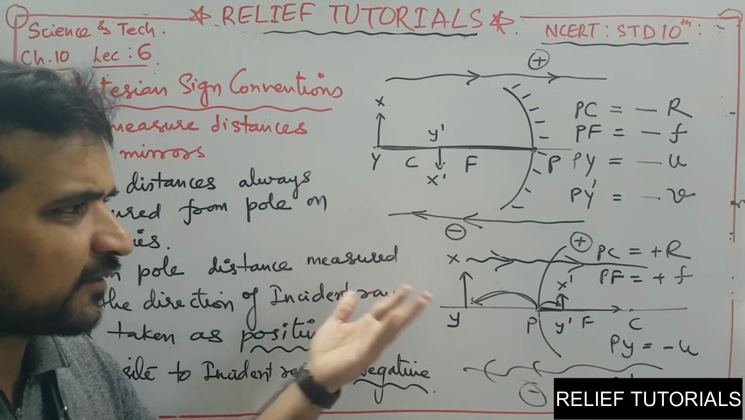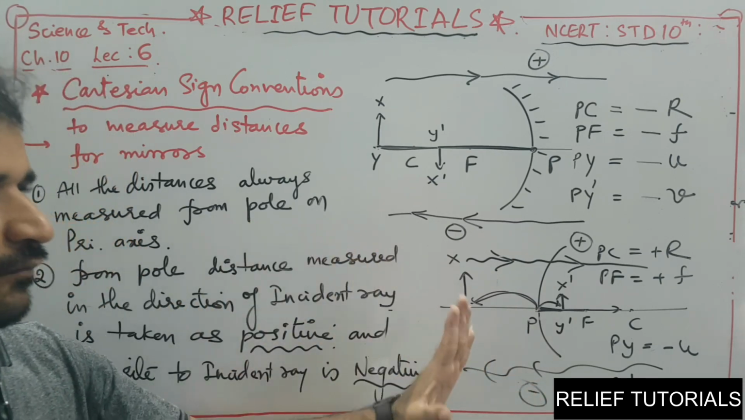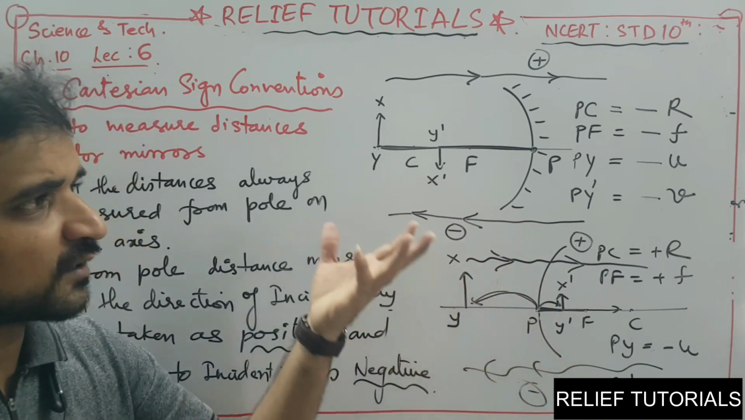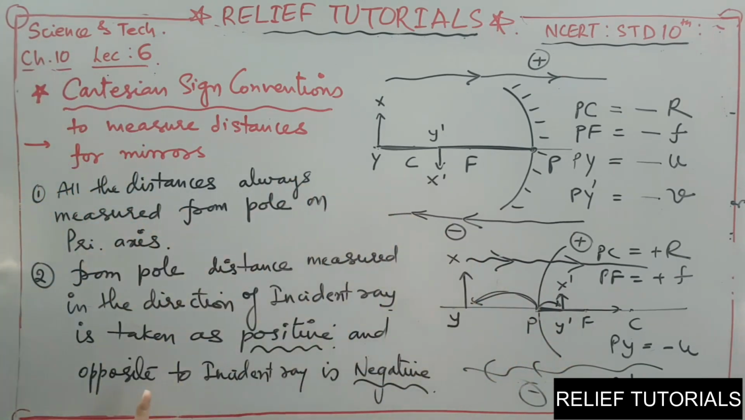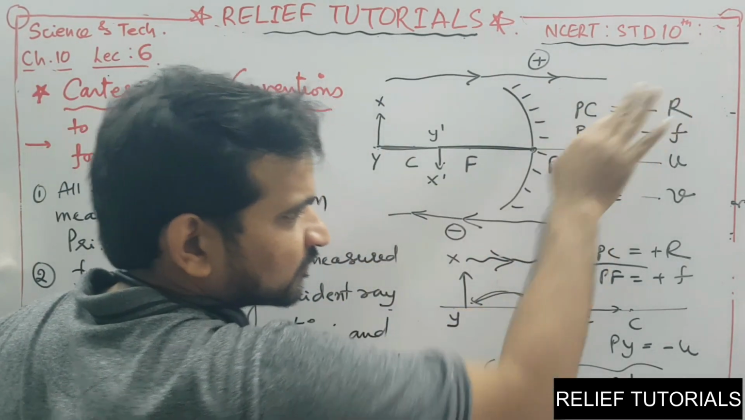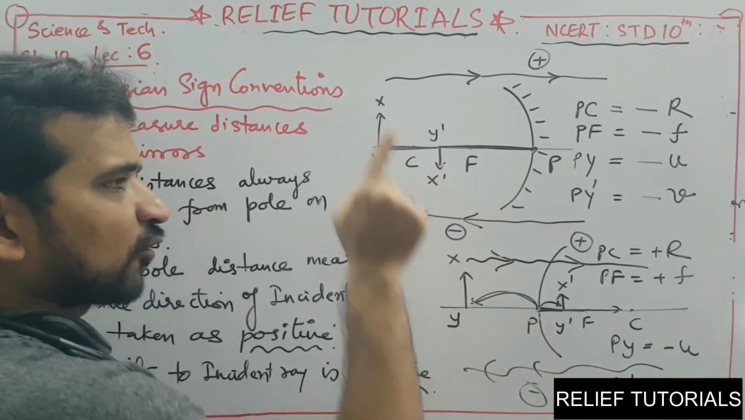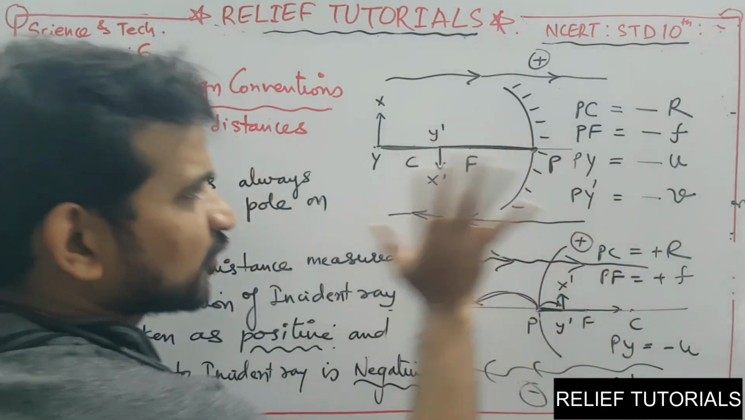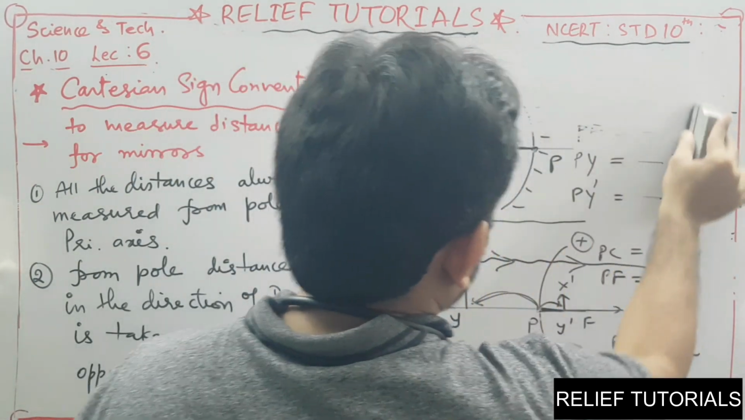It depends on every figure. So these are only two examples here. But first of all, whenever you are thinking about how to allot the signs to the distances, you have to think about this rule. First of all, you think that in which direction the incident ray goes. Second thing, you take yourself standing on the pole. From pole, you are going in which direction. Then only you can allot the proper sign to the distances.